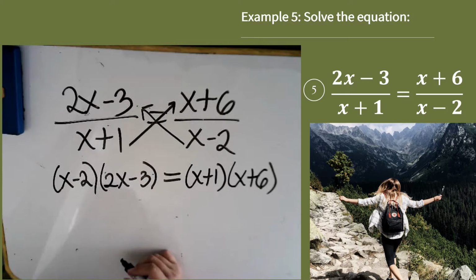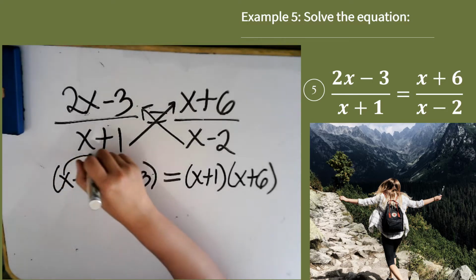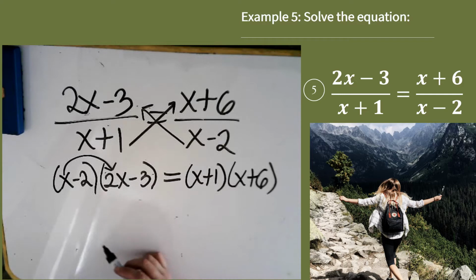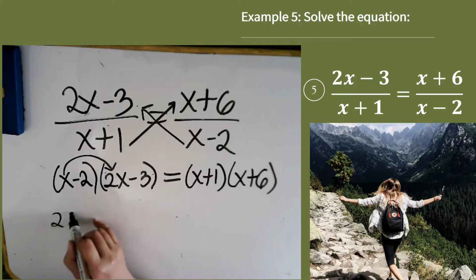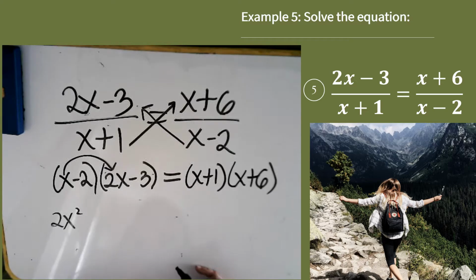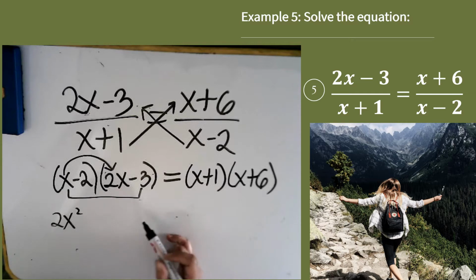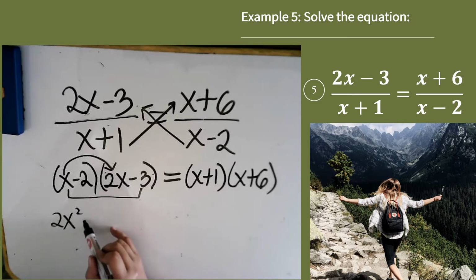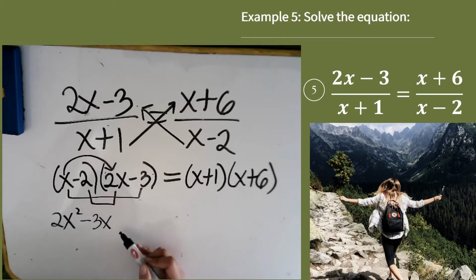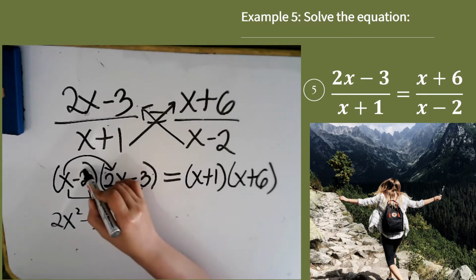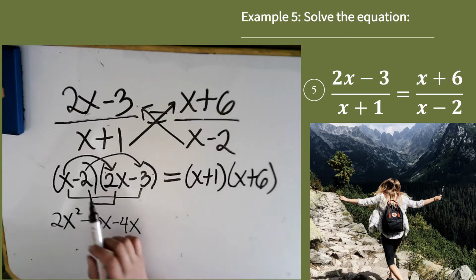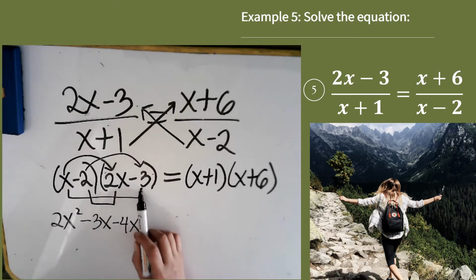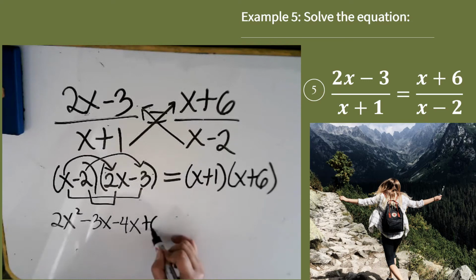So, by the FOIL method, first is to multiply the first terms. So, x times 2x is equal to 2x squared. Then, let's multiply the extremes, which is negative 3 times x, and that is negative 3x. And then multiply the means. Negative 2 times 2x is equal to negative 4x. And lastly, multiply the last terms, which is negative 2 times negative 3. And that is equal to positive 6.